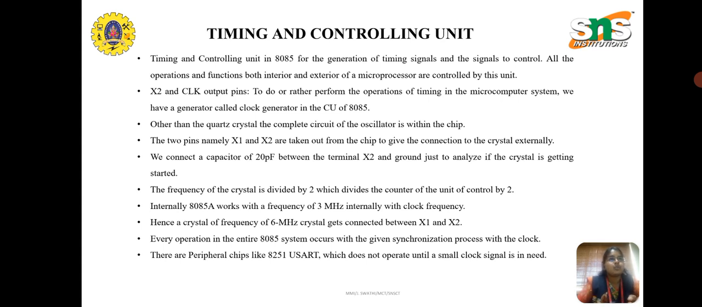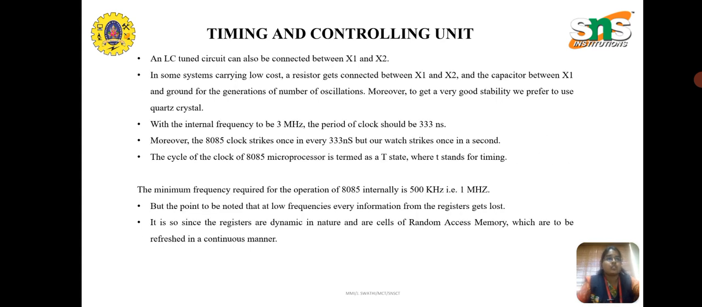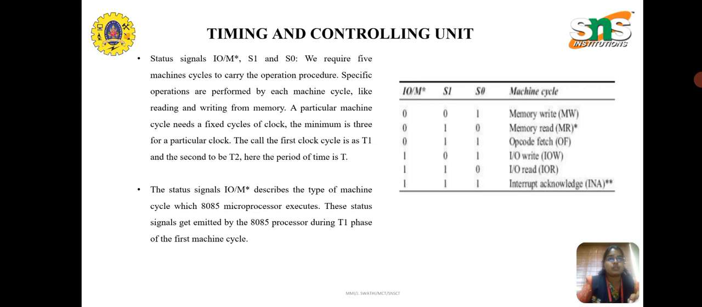The status signals IO/M, S1 and S0 describe the state of the machine cycle the 8085 microprocessor is executing. The status signals are emitted by the 8085 processor during the T1 phase of the first machine cycle. In this table you can see how the status signals depend upon the machine cycle. If IO/M is 0, S1 is 0 and S0 is 1, then the machine cycle is a memory write.